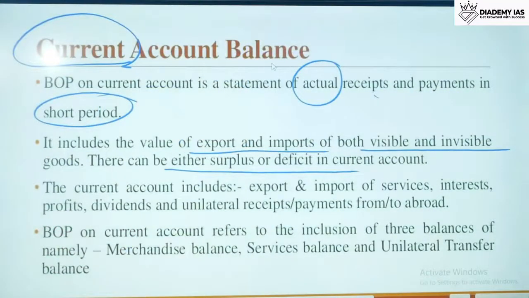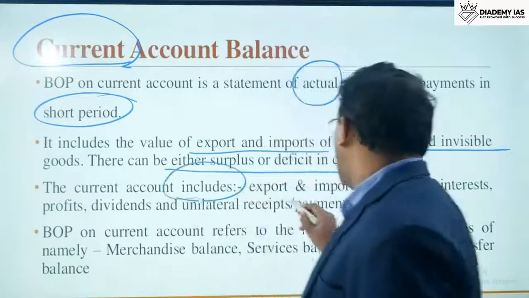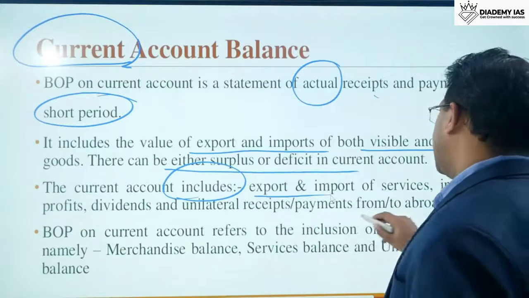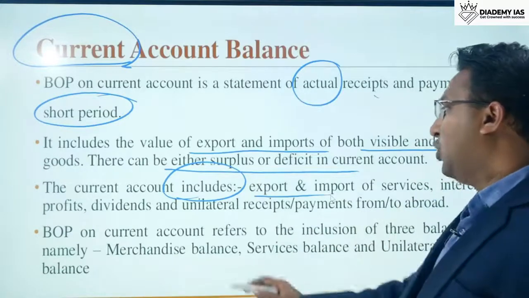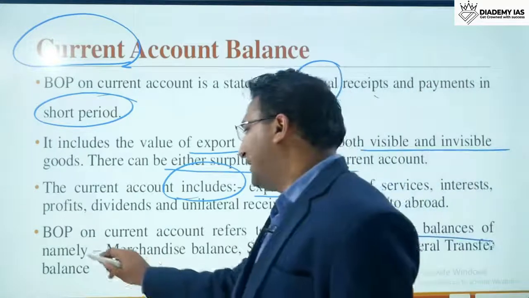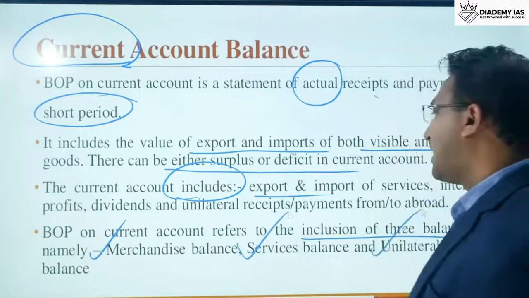So it includes the value of export and import of both visible and invisible goods. They can be either surplus or deficit in current account. The current account includes export and import of services, interest, profit, dividend, unilateral receipts, payment from tour abroad. BOP on current account refers to the inclusion of three balances: the merchandise balance or balance of trade, services balance and unilateral transfer balance.